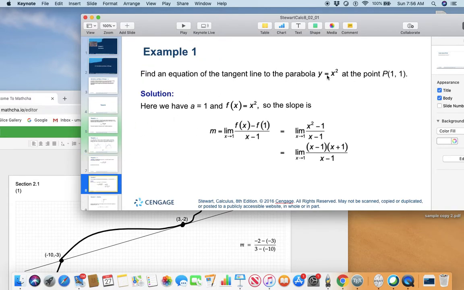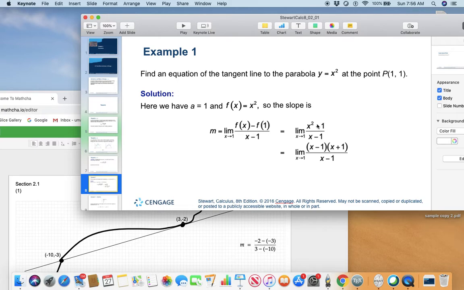So for example, find an equation of the tangent line to the parabola y equals x squared at the point (1, 1). a is 1 and f(a) is also 1. So you are going to have (f(x) minus f(1)) over (x minus 1). You are going to take the limit as x approaches 1 of (x squared minus 1) over (x minus 1). Why x squared? Because that's what f is.